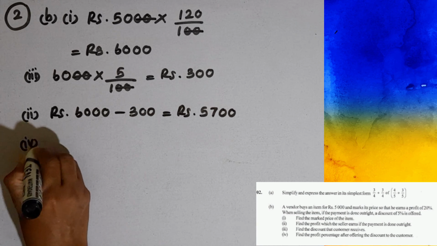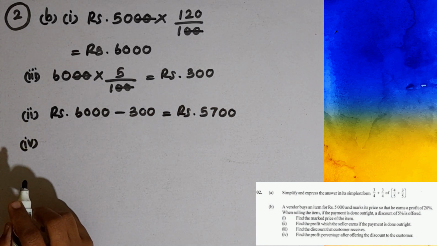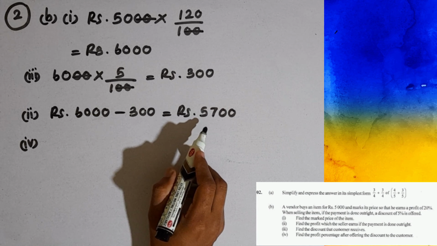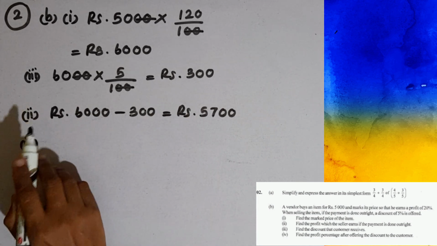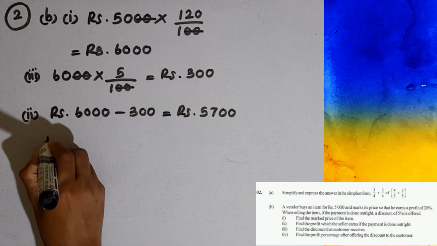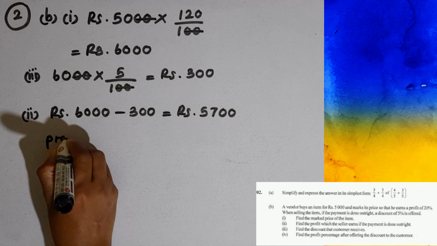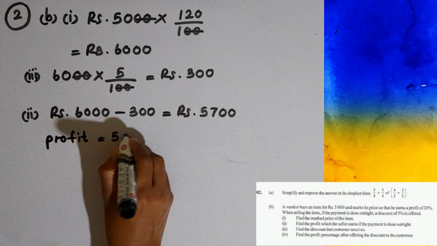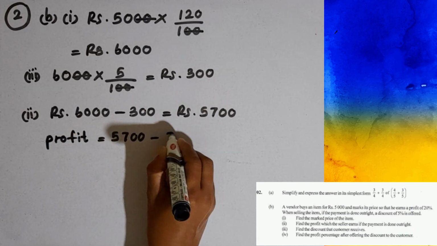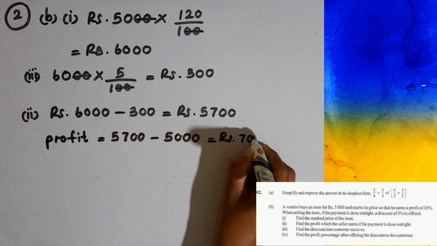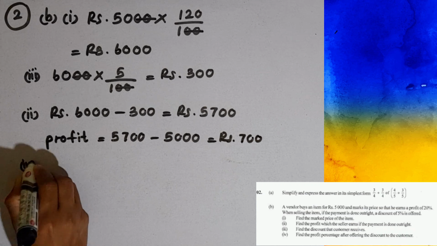Then part 4. Find the profit percentage after offering the discount to the customer. Here, in the second part, we are asking for the profit. This is the selling price. So what is the profit earned by the seller? Profit is 5700 minus the buying price, which is 5000. Then the profit is 700 rupees.